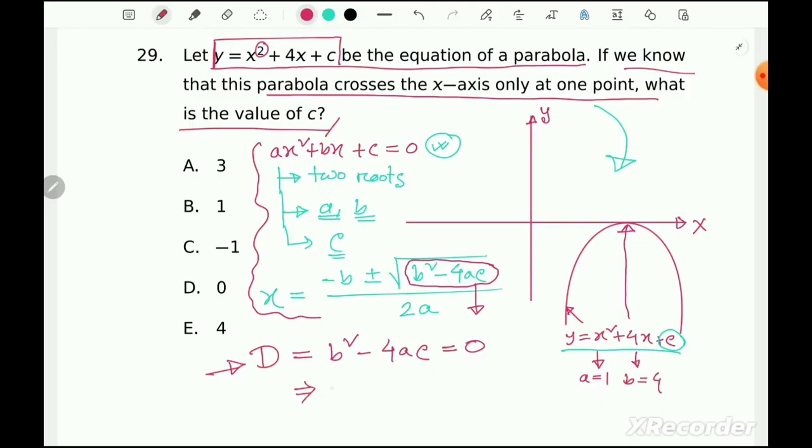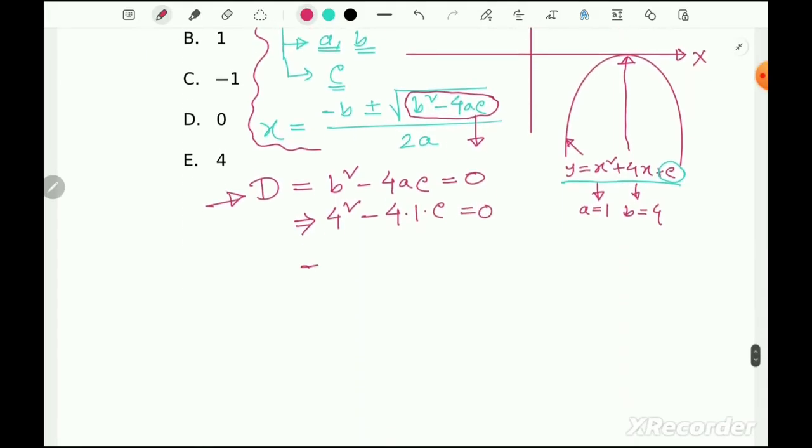So let's do the calculation. b equal to 4, as we found. So 4 square minus 4 times a, which is 1, times c equal to 0. Therefore, we can calculate 16 minus 4c equal to 0, so minus 4c equal to minus 16. Therefore, c equal to 4. So our answer is 4.